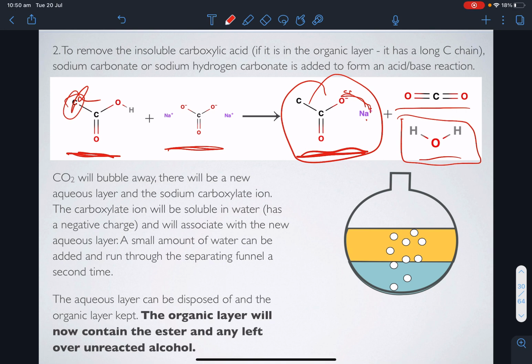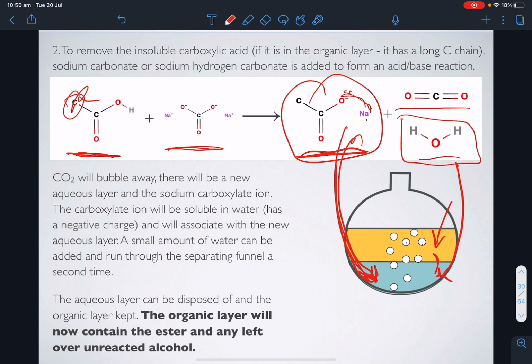So what we're actually going to end up with is a new water layer. That's now this product here. Our little bubbles that I've drawn here in white are carbon dioxide. Our carboxylate will be in the water layer as well because it was ionic, so now it will dissolve. So this organic layer that sits on top, we've gotten rid of the carboxylic acid, so now it contains our ester and any leftover alcohol.